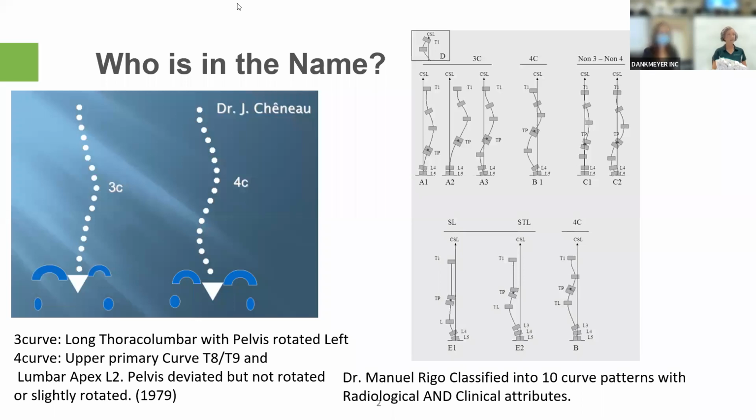I'm going to go down one slide. I don't know how to do it. Yeah, use the, sorry. Here we go. Okay, so that's the Cheneau part. This is the Rigo part.